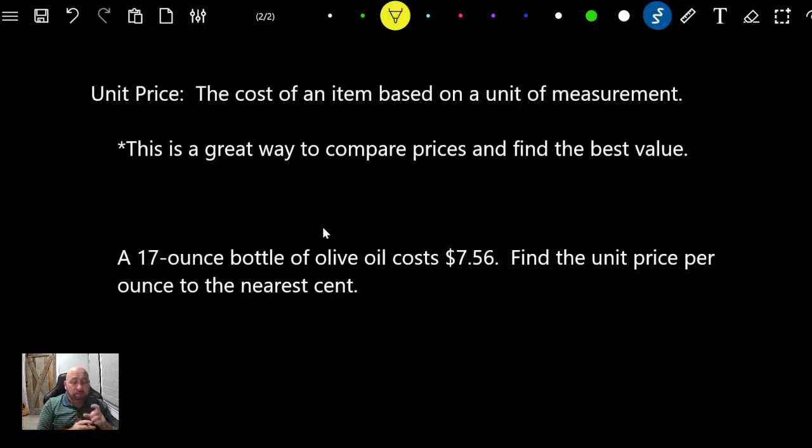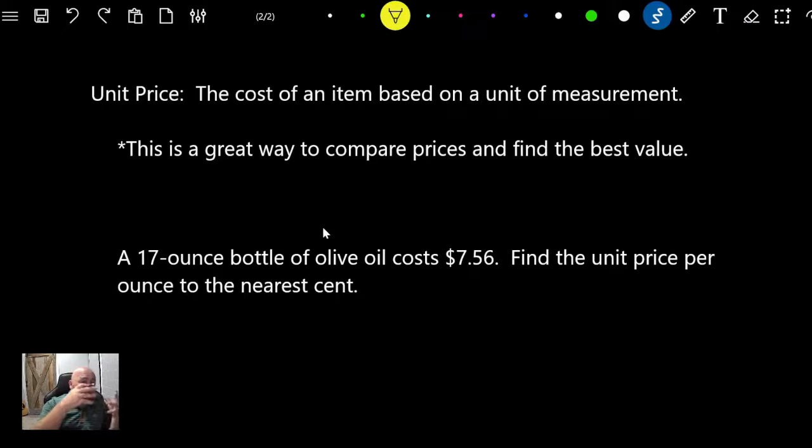Maybe you've noticed in the store there's like a little tag on the shelf where the peanut butter is. A lot of times the stores, in fact, in some states, maybe all states now, it's the law that the store displays both the price and the unit price. What does that mean? Notice it says right here, the unit price is the cost of an item based on a unit of measurement. So, for example, peanut butter comes in ounces, 16 ounces, 12 ounces, 24 ounces, whatever. And so you would find out how much am I paying per ounce. And that would tell you which one is the better price.